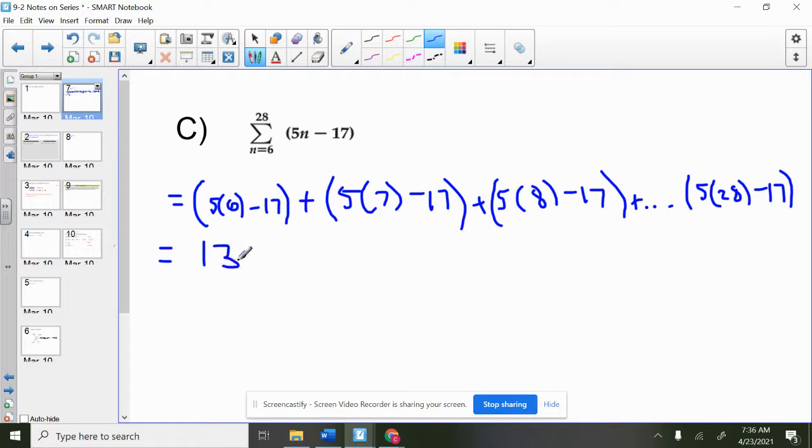So I have 13 here. Plus, and then the next one, do 5 times 7 minus 17.